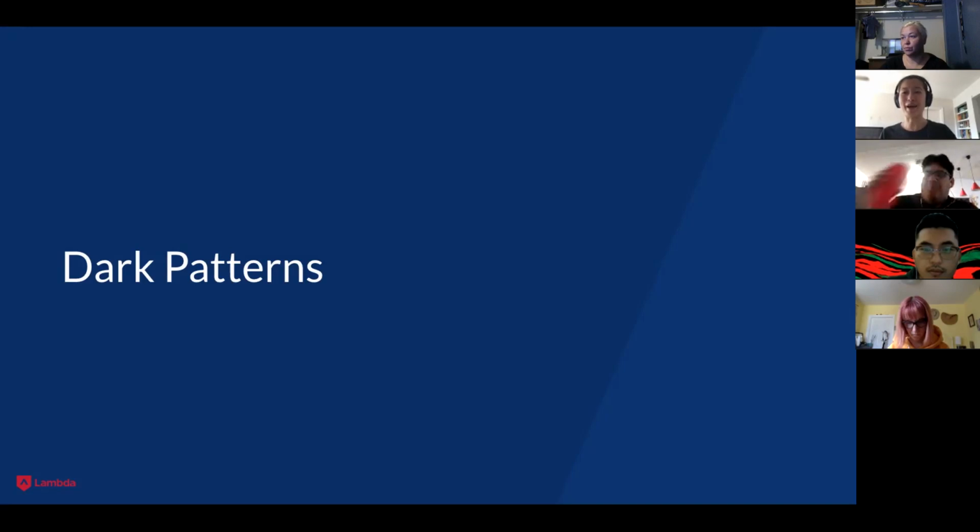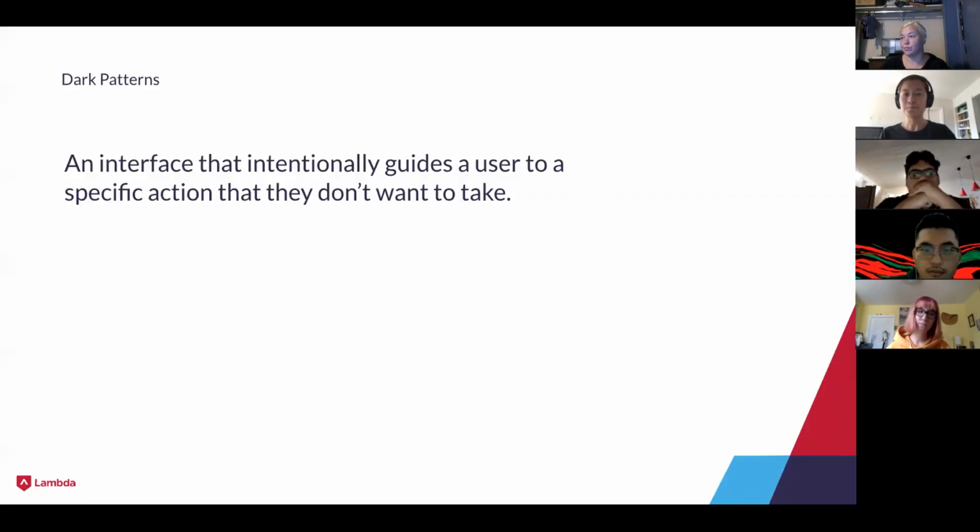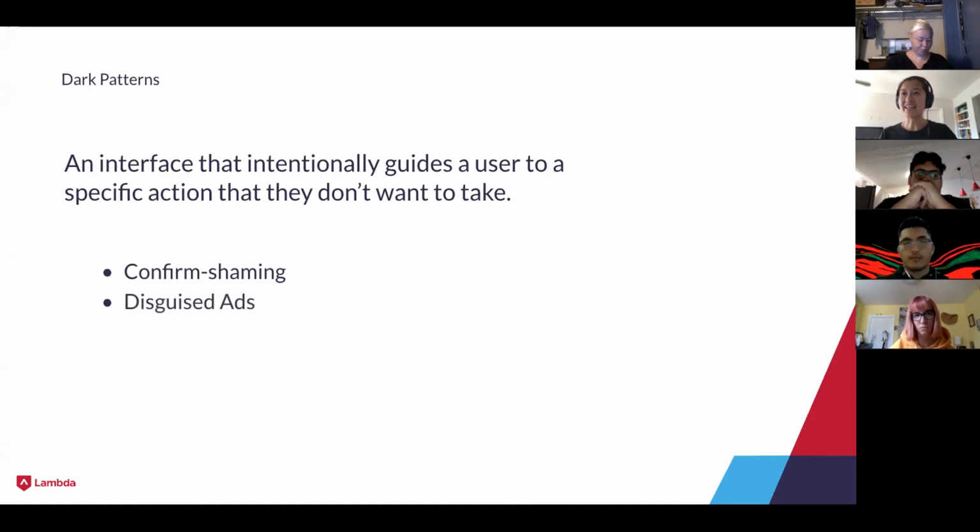So what are dark patterns? A dark pattern is an interface that intentionally guides a user to a specific action that they don't want to take. So they tend to fall under these three categories. The first is known as confirm shaming. The second is known as disguised ads. And the third is known as a roach model. So let's take a look at each one in more detail.